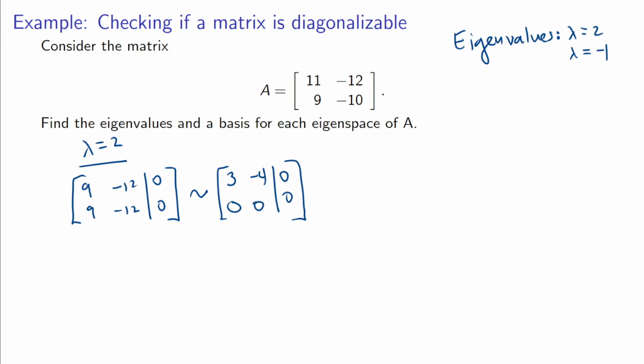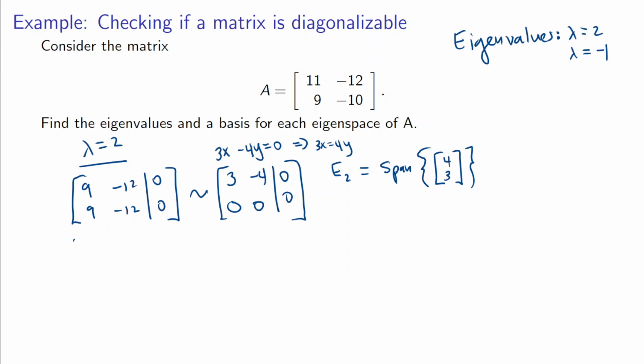We could, at this point, scale this by another 3, divide by 3, but let's keep everything as whole numbers. And so our eigenspace corresponding to 2 is going to be the span of the vector. If our vector is xy, this says 3x minus 4y equals 0, which means that 3x equals 4y. So we could let, for example, x equal 4 and y equal 3, and we get a solution to that. So E2 is going to be the span of that vector.